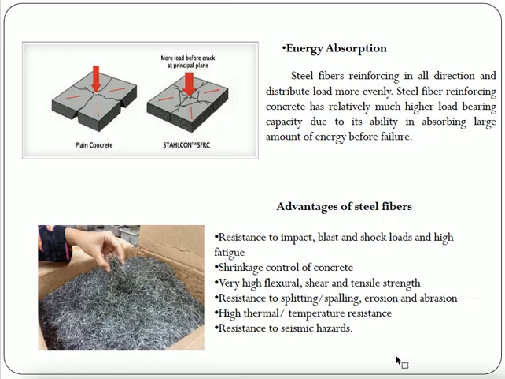So the steel fiber reinforced concrete has a much higher load bearing capacity due to its ability to absorb a large amount of energy before failure, right? So instead of having a sudden failure, usually the failure of a fiber reinforced concrete structure will be much slower, as the steel fibers can help to distribute the loadings throughout the structure.